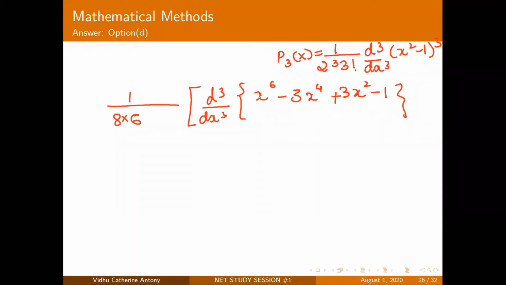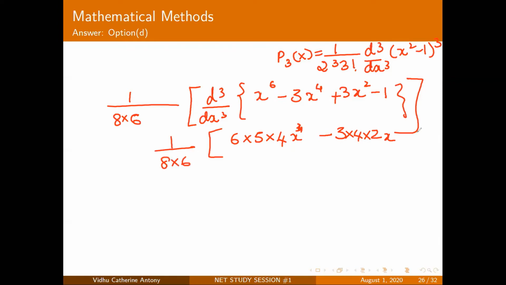Now I have to take this derivative. I have to do it 3 times. That means I have to do something like 6 into 5 into 4. I'm just doing it in one shot, into x power 3. Then let's look at this derivative. I have a 3 into 4 into 2, and I have an x power that. And this goes away because it's a third order derivative. Then I take this and simplify it.